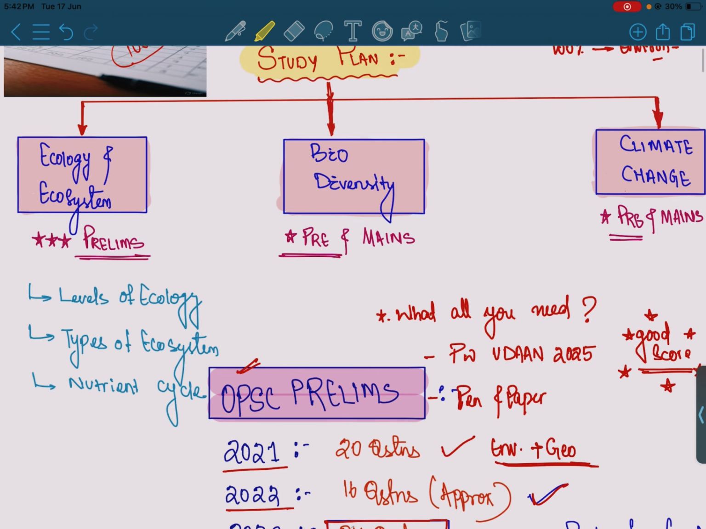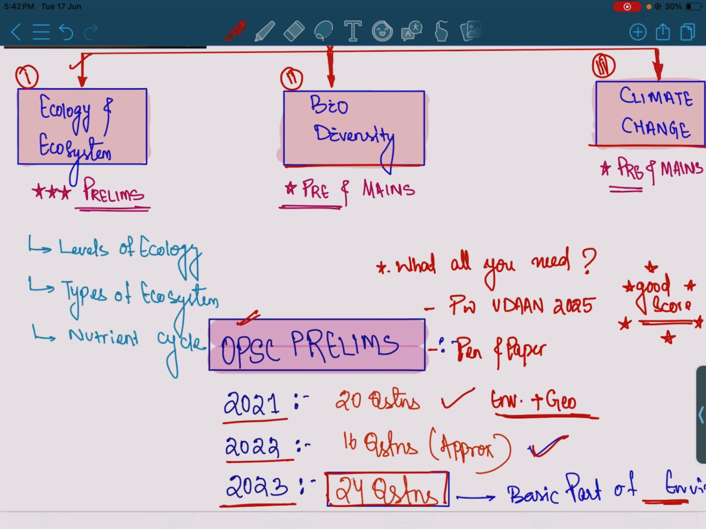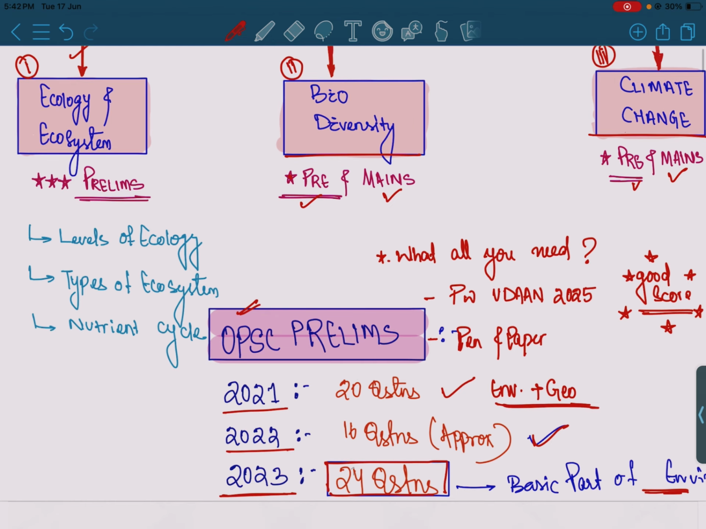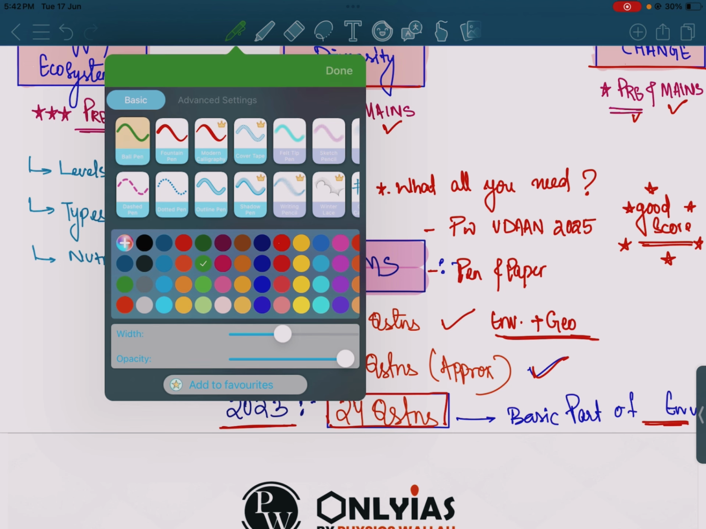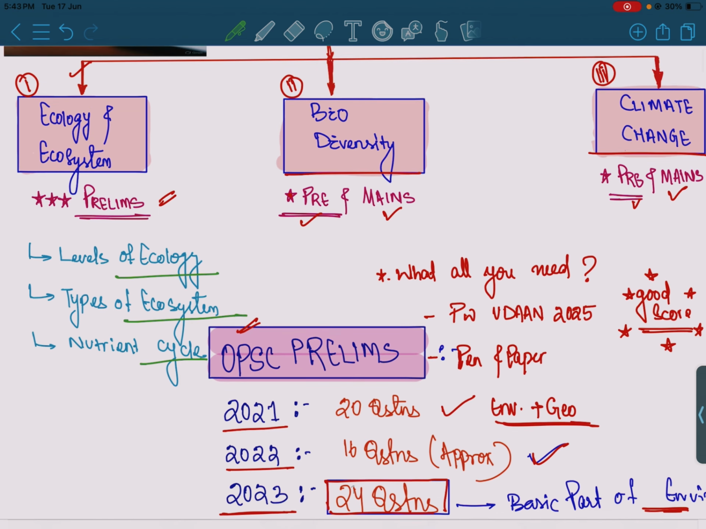So, what will be the study plan? The whole syllabus is divided into three categories. One is ecology and ecosystem, the second is biodiversity, and the third is climate change. Both biodiversity and climate change are important from both prelims and mains perspective. But the first topic, ecology and ecosystem, is highly important for prelims. In this topic, we will further discuss the levels of ecology, types of ecosystem and nutrient cycle. In the upcoming sessions, we will be discussing these things.